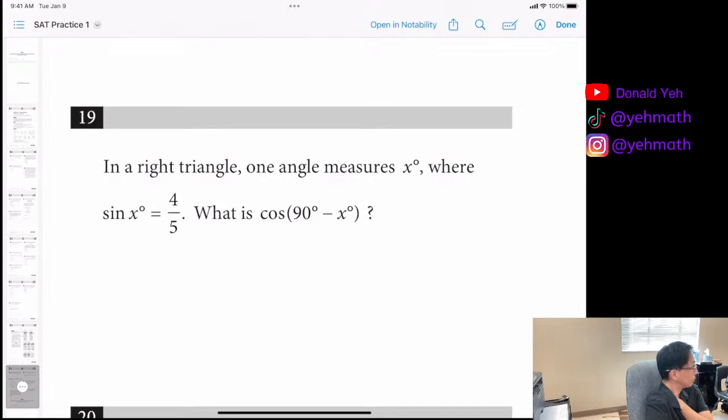The answer is 4/5. Because cosine of 90 minus x is the sine of x, and sine of x is 4/5, so therefore the answer is 4/5.